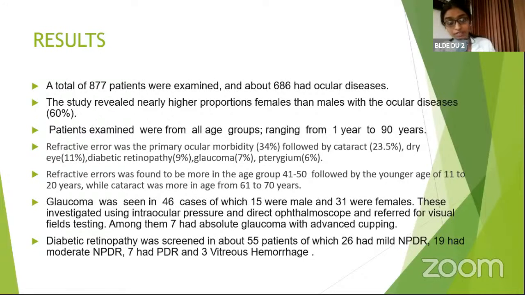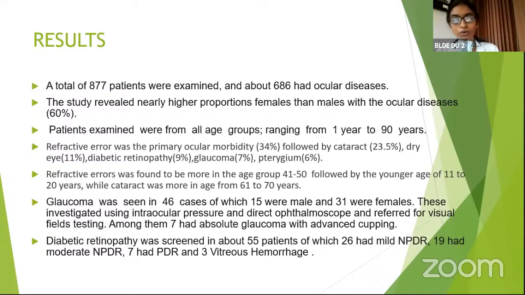So coming to the results, we have a sample of 877 patients, and among them 686 had ocular diseases. Our study revealed a higher proportion of females than males with ocular diseases. Patients examined were from all age groups. In our study, refractive error was the primary ocular morbidity, followed by cataract, dry eye, diabetic retinopathy, glaucoma, and pterygium.